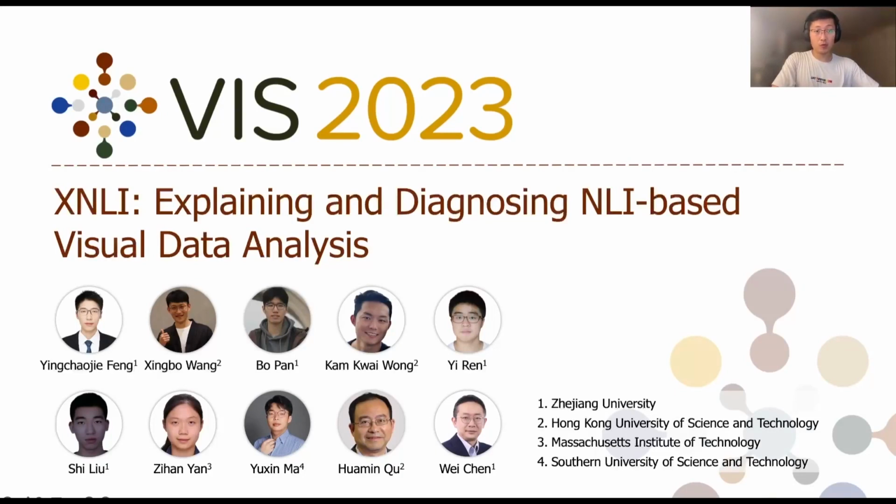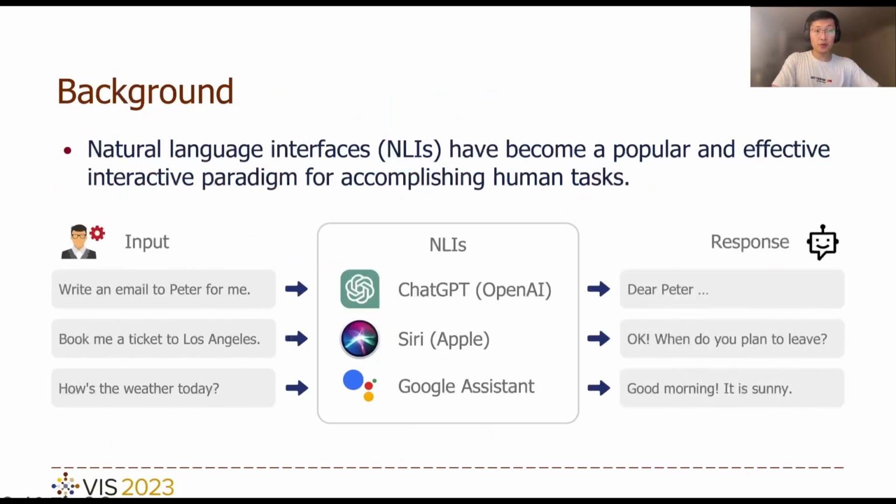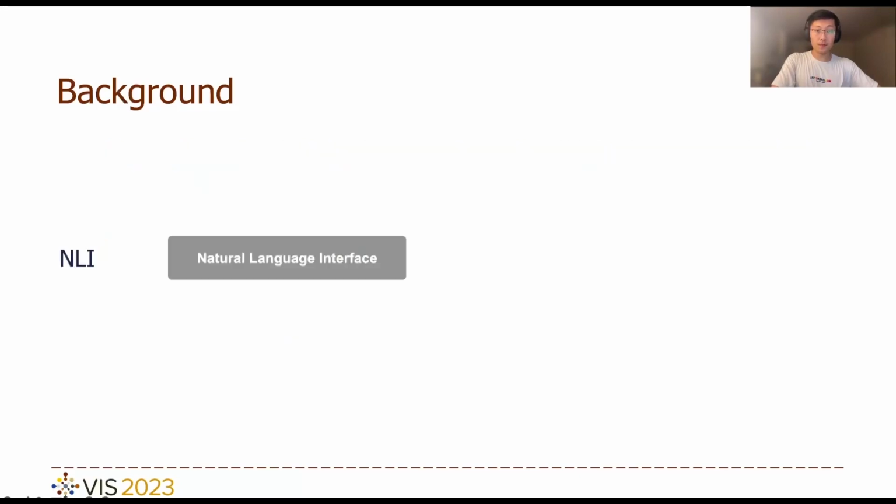The paper I will present is XNLI, Explaining and Diagnosing NLI-based Visual Data Analysis. Natural language interfaces, NLIs, have become a popular and effective interaction for accomplishing human tasks. For example, ChatGPT has strong capabilities of understanding user intents behind their natural language queries.